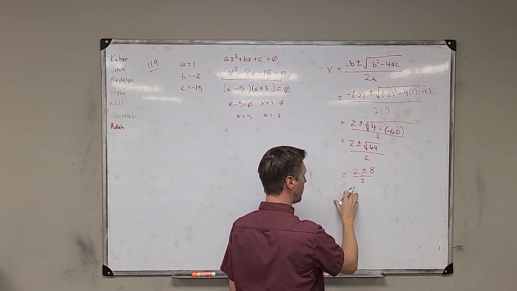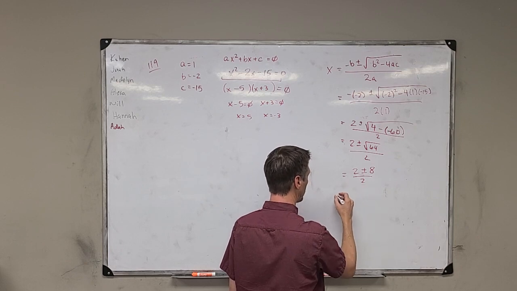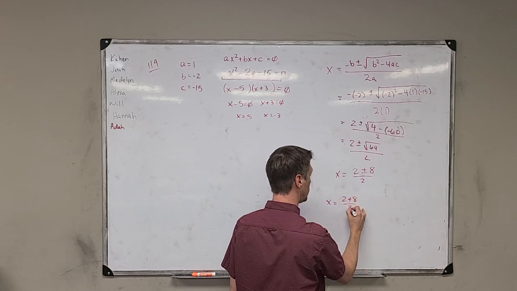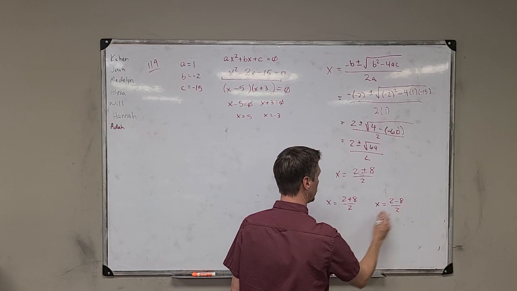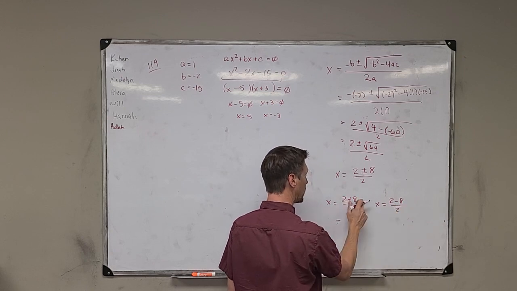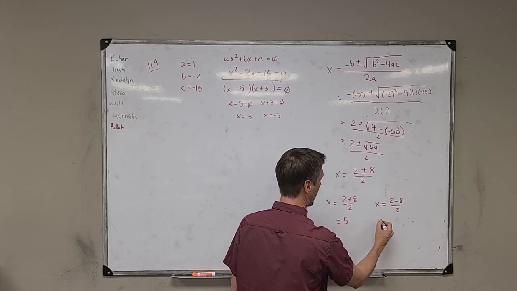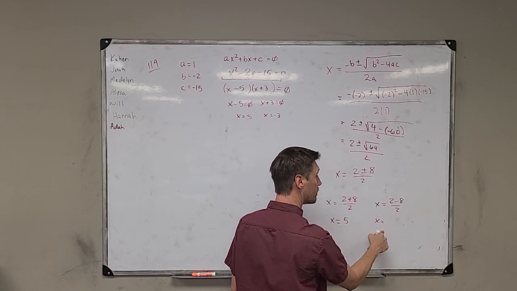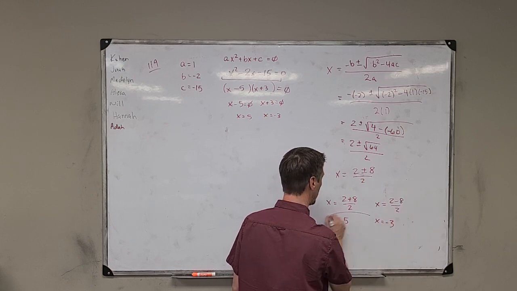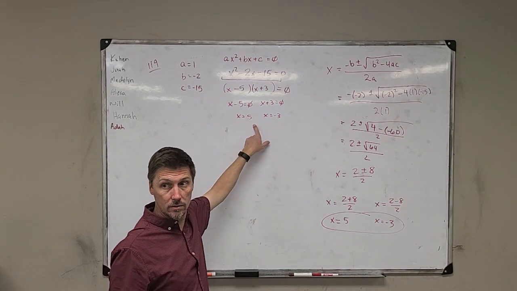And so that means we're going to split it up at this point. This means that x either equals 2 plus 8 over 2 or x equals 2 minus 8 over 2. And when I complete the math for that, 2 plus 8 is 10 divided by 2, which is 5. And so x equals 5, or x equals 2 minus 8 is negative 6 divided by 2, which is negative 3. Those are my values for x, the same thing that we found right here.